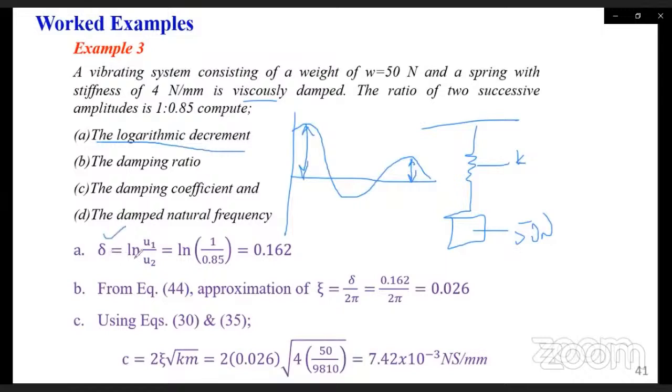Okay, you know the logarithmic decrement is natural log of U1 over U2. You are given the ratio between U1 and U2, so it's very simple. The second one is to determine the damping ratio, the xi.